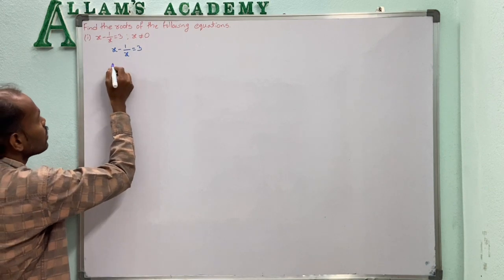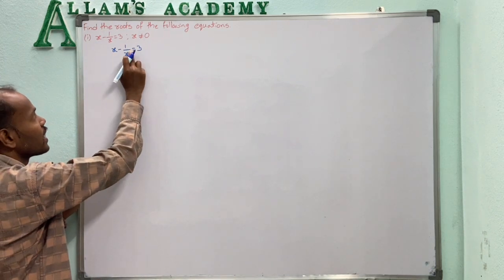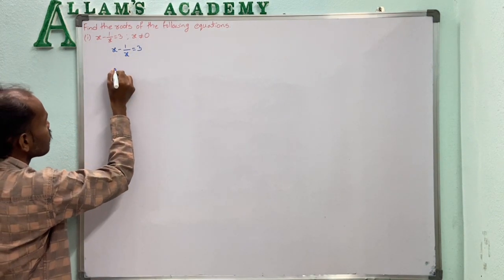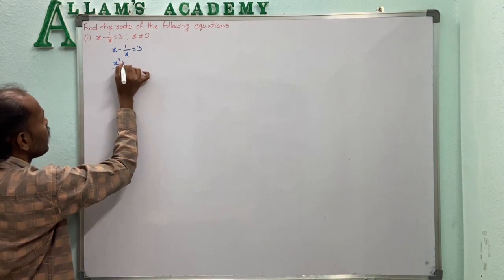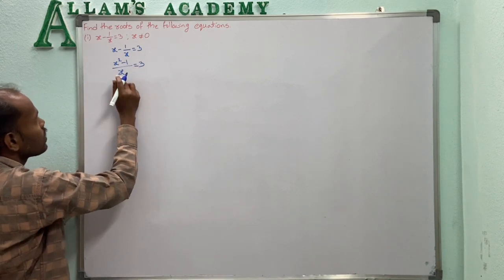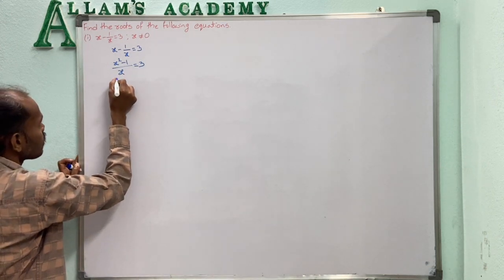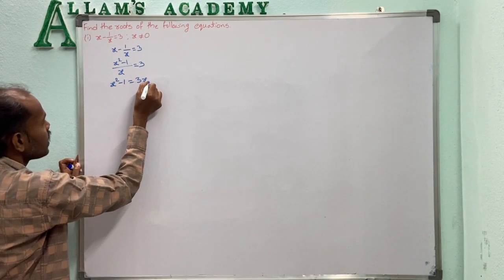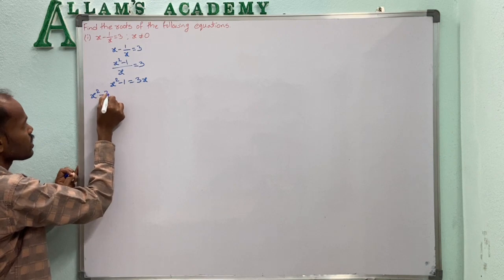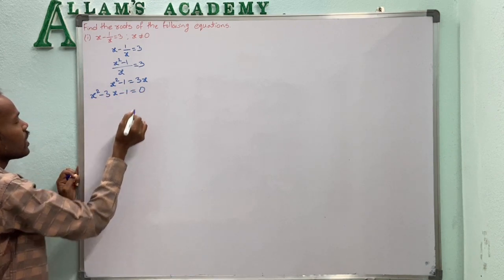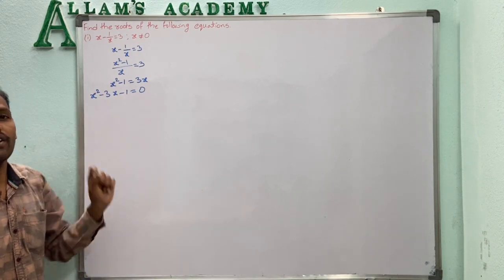So for that purpose, now the LCM: here x means its denominator is nothing but 1, and 1 by x means its denominator is x. So the LCM is x. So x into x is x square minus 1 equal to 3. Now the denominator x transfers to the other side, that is nothing but multiplication. So x square minus 1 is equal to 3x. Now that 3x transfers to the LHS, now it is x square minus 3x minus 1 equal to 0.